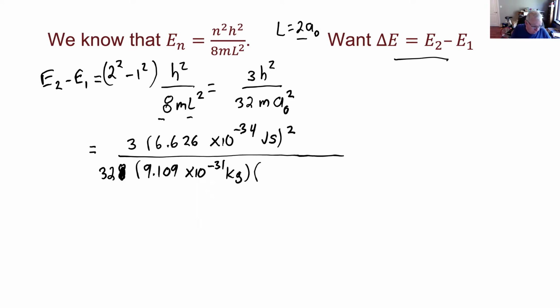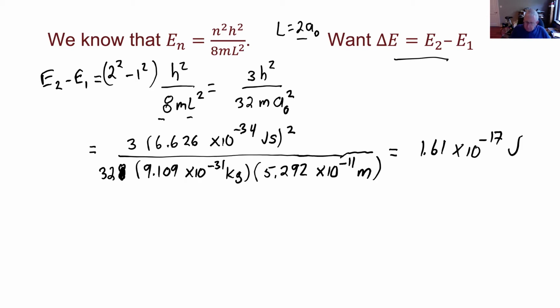I've got A0, which is about 53 picometers. In my notes, I've got a value that looks like this, 52.92 times 10 to the minus 11 meters. Picometers are 10 to the minus 12 meters, and so 53 is roughly that number. Multiply all that out, and I get 1.6 times 10 to the minus 17 joules, which on the atomic scale, that's a reasonably, decently large energy, right?